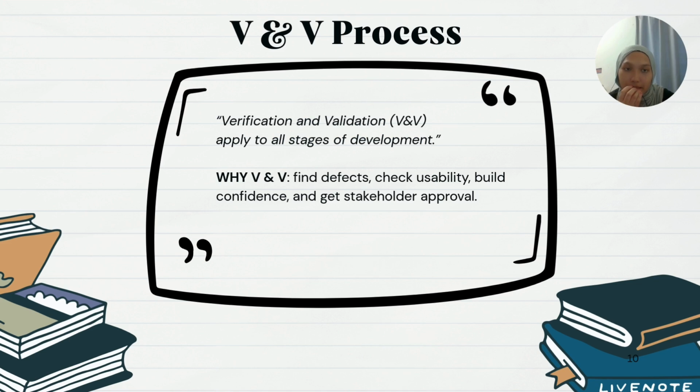Next is the V&V process, which refers to verification and validation and applies to all stages of development. Why do we use V&V? Because we need to find defects, check usability, build confidence, and get stakeholder approval.